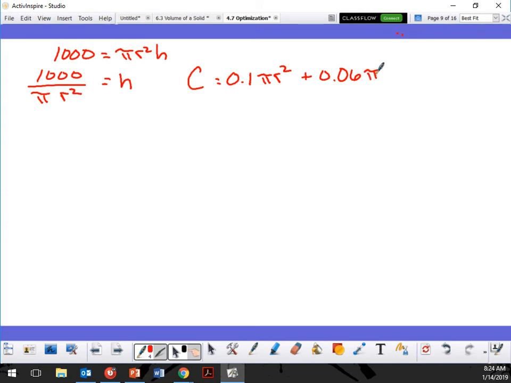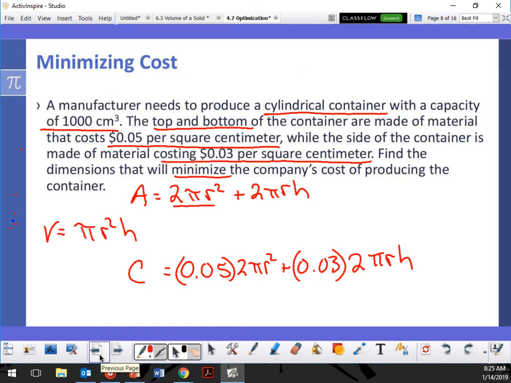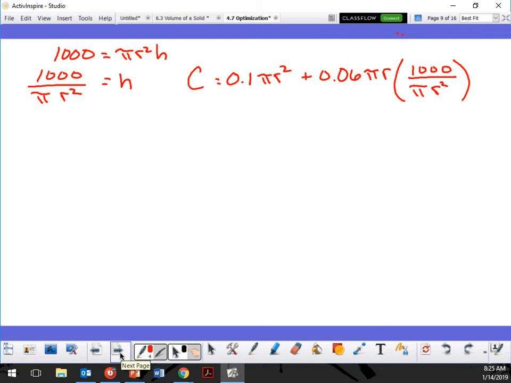and so pi r, but instead of h, what am I putting? This thing right here, this whole thing. So 1,000 over pi r squared. Make sure I have everything there. Yeah. So minimize cost. Okay. So I have this equation now set up for cost, right? Because I inserted the amount for each of these parts.